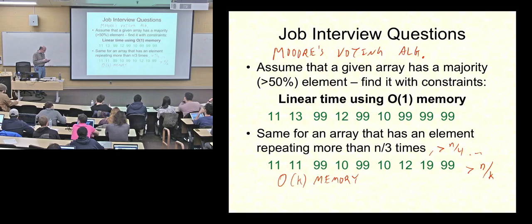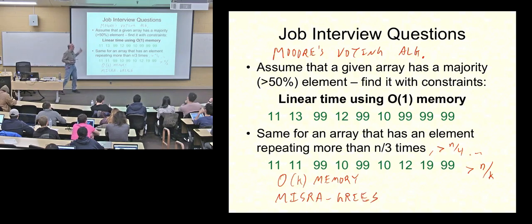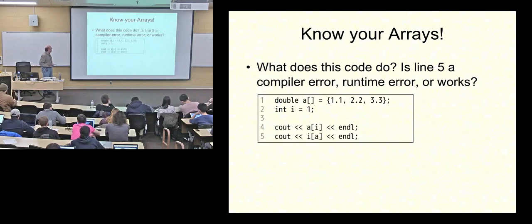This one is solved by what's called Misra-Gries, which is basically just a modification to Moore's voting algorithm, and it uses a hash table as the data structure, and we have to basically limit the size of the hash table. So this is a good problem to look at. Now a smaller problem, 4 lines of code.